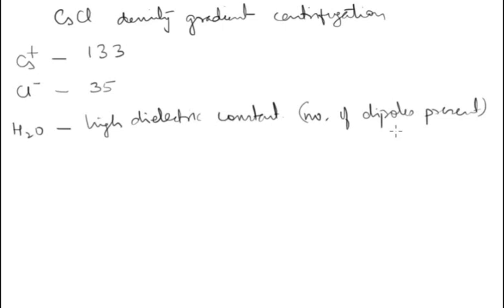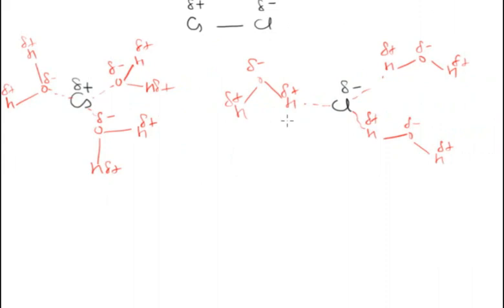If we look at the chemistry of cesium chloride and water, we can see that the atomic mass of the cesium ion is 133 and that of chloride is just 35. We also know that water is a universal solvent. Why? Because water has a high dielectric constant, which reflects the polarity of the molecule. In the case of water, the dielectric constant is 78.5, which is quite high. Cesium and chloride are bonded together by an ionic bond, where cesium has a delta positive charge, whereas chloride has a delta negative charge.